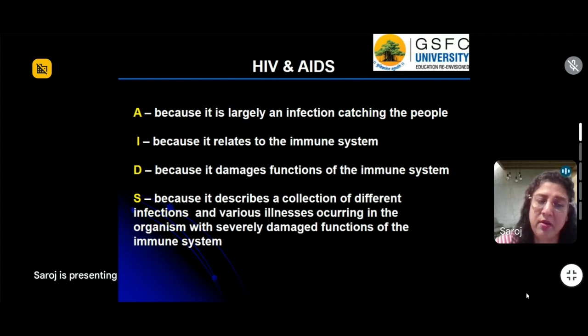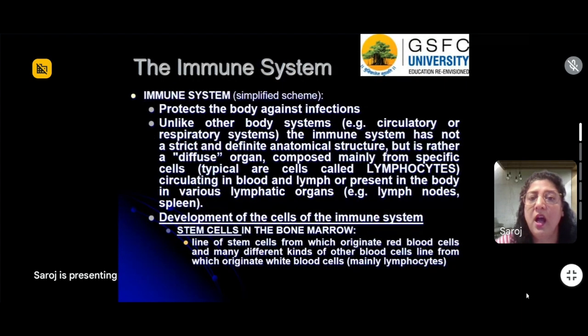And S, syndrome, why? Because it is a collection of many different kinds of infections, and there are many illnesses that occur in the organism. Why? Because we are talking about the immune system, and because our immune system is compromised, it becomes a ready platform for all opportunistic infections to attack us. And that is why we have this as a collection of diseases, and that is what makes it AIDS.